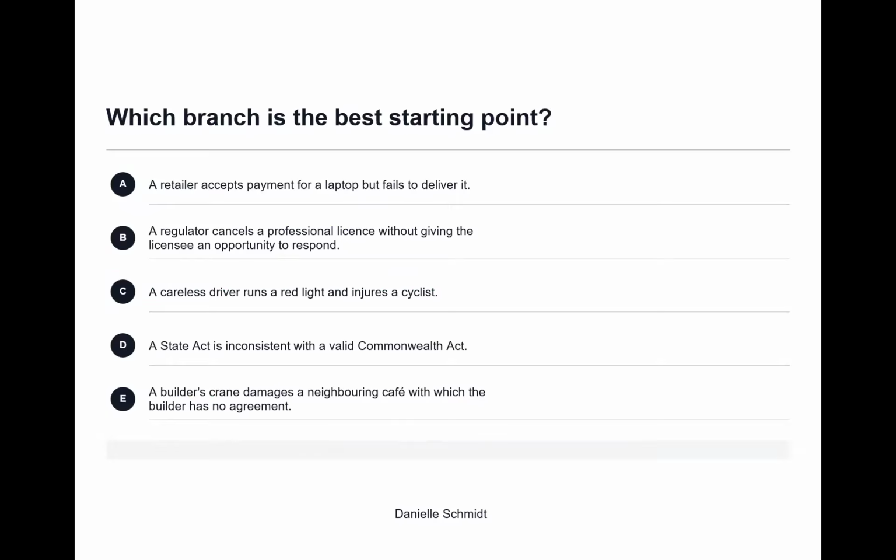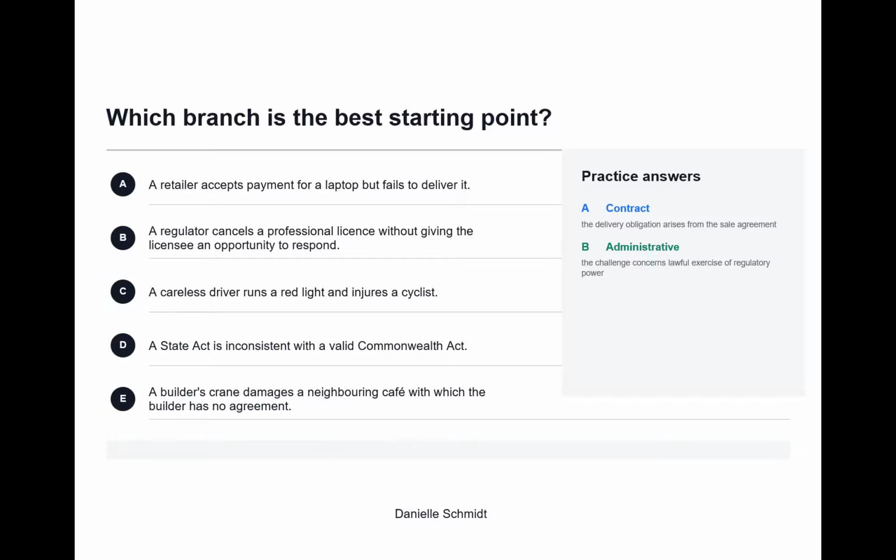If you have not attempted these, please pause it. This is your final warning. Please pause it and give it a go yourself before you have a look at the answers. So A, a retailer accepts payment for a laptop but fails to deliver it. This would be contract law. The delivery obligation arises from the sales agreement. B, a regulator cancels a professional licence without giving the licensee an opportunity to respond. This would be administrative. The challenge concerns lawful exercise of regulatory power.